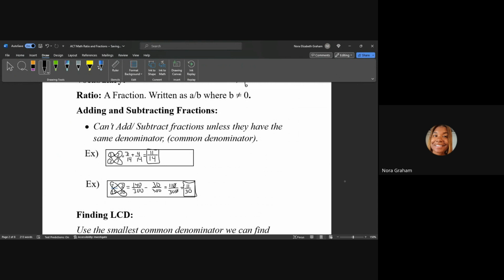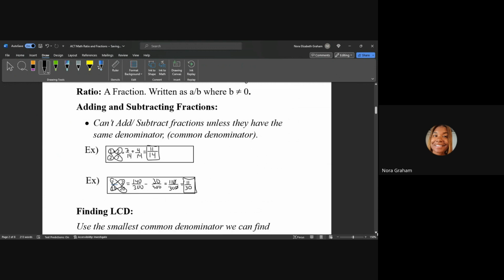And if you need more practice with adding or subtracting fractions, let me know. I can either make a basic video on adding and subtracting fractions or show you a quick link where it can help you see how to practice adding and subtracting fractions.